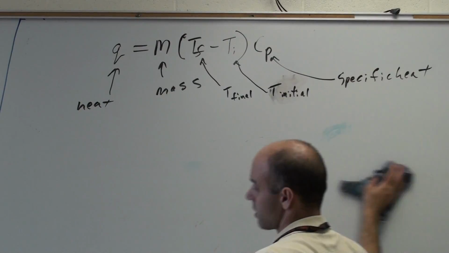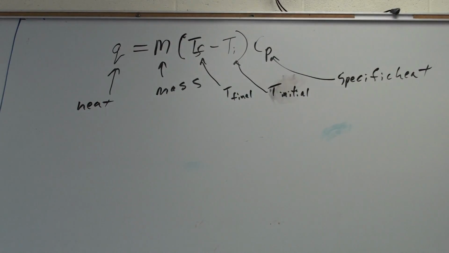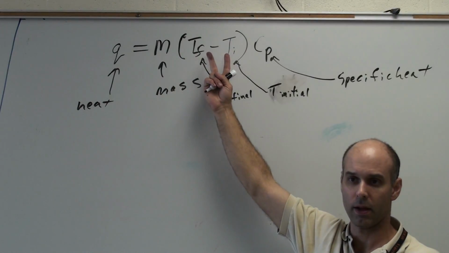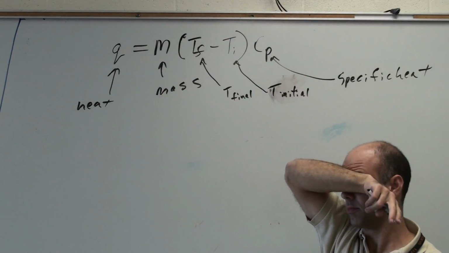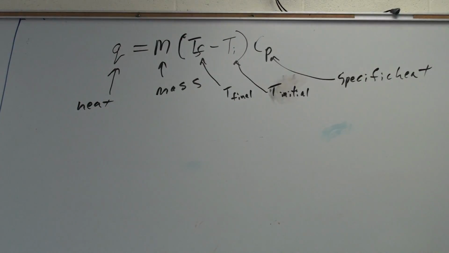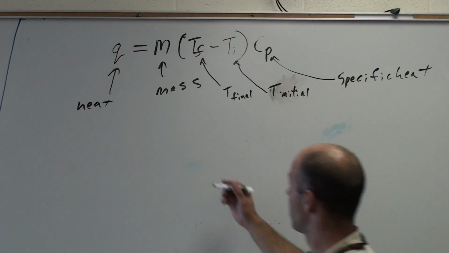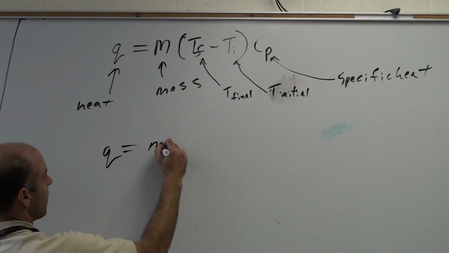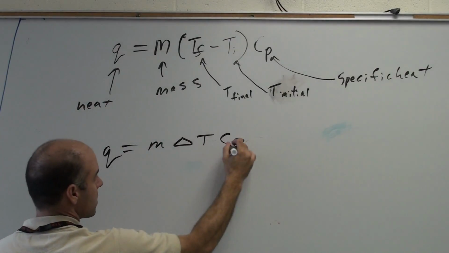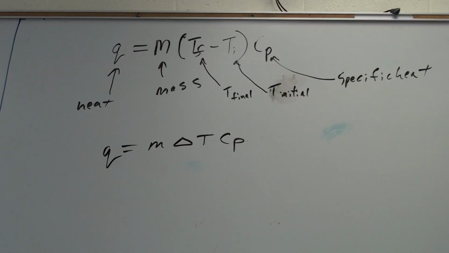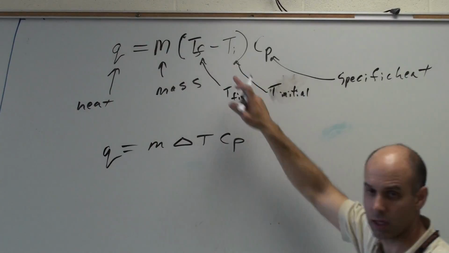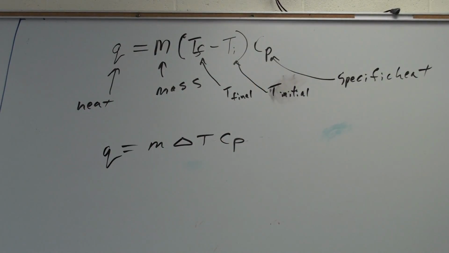Another way you can write this is anytime you have a difference. Anytime you have a difference, Joe, that's delta. So Q is equal to M delta T Cp. And delta T is always the final minus the initial. Okay? In science, if they say, well, take the delta, they mean take the difference, John. Okay? And it's always final minus initial.